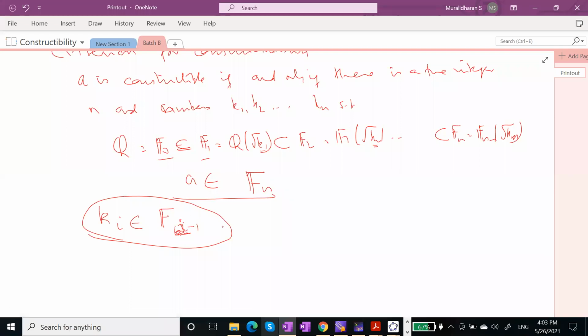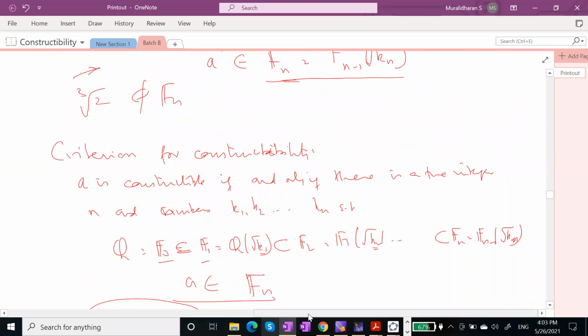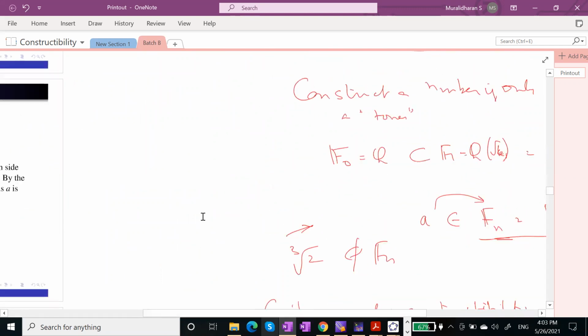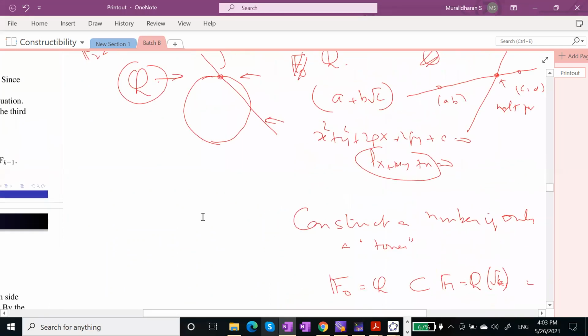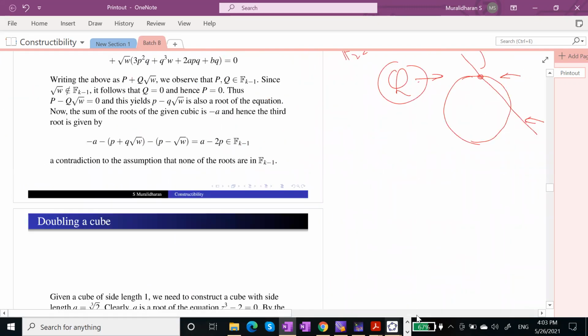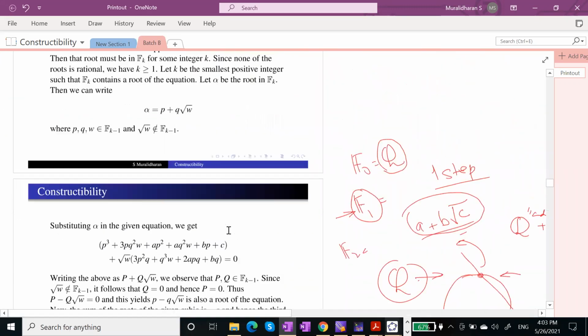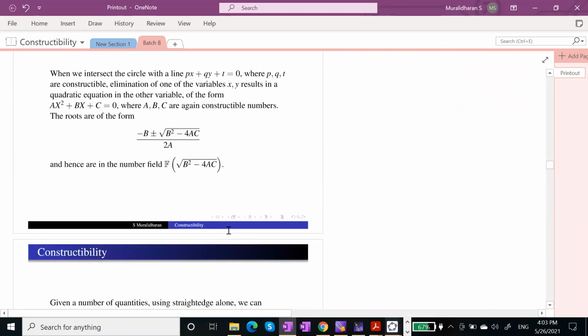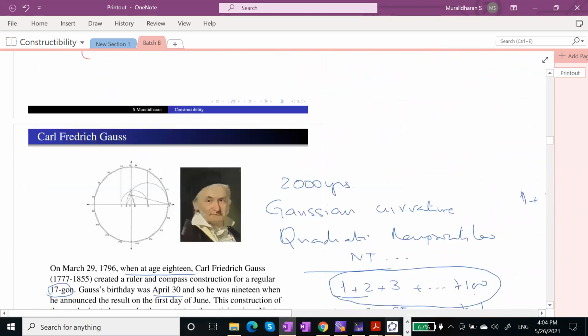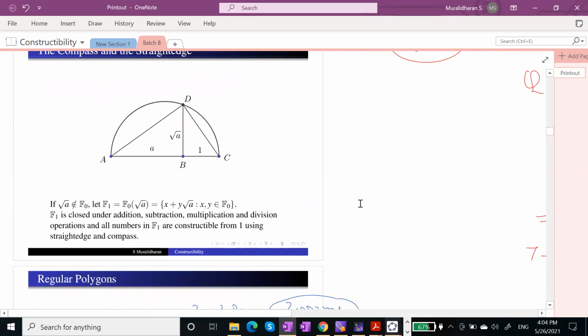So that is the criteria which we have derived today, and we will use it tomorrow to prove or disprove that something is constructible or not constructible. Okay, I think we have run out of time. Any questions? Think about these things, what we did today, and we will see tomorrow and then complete this proof.